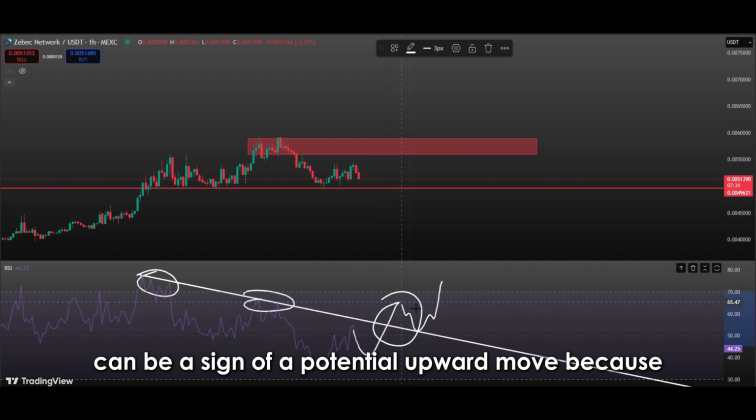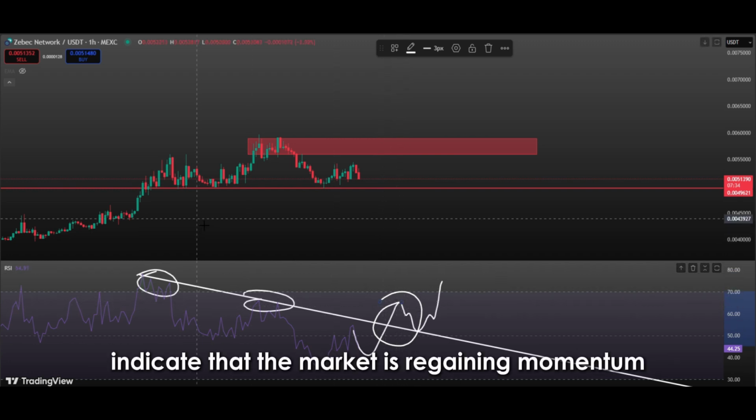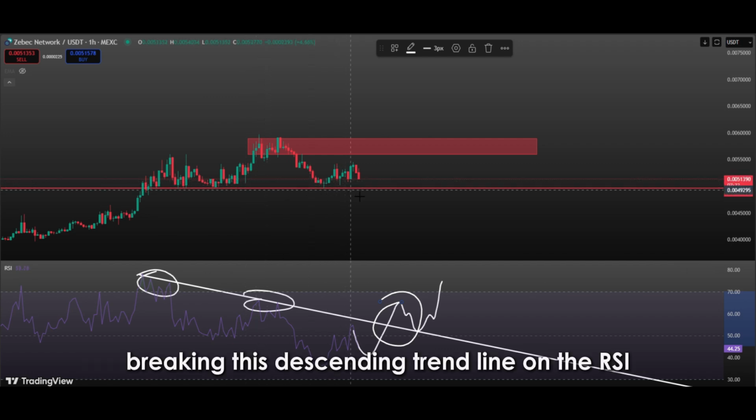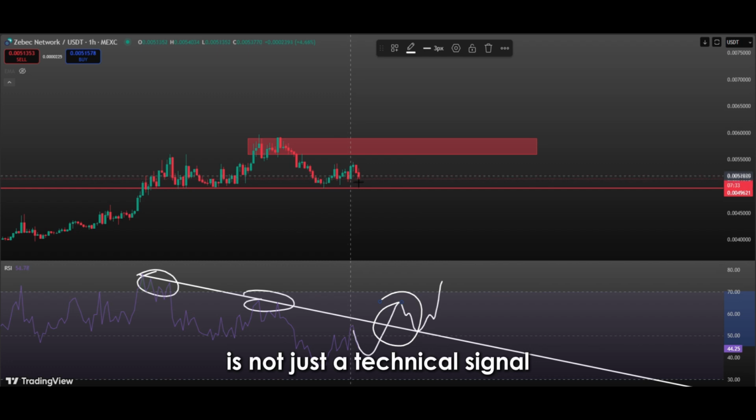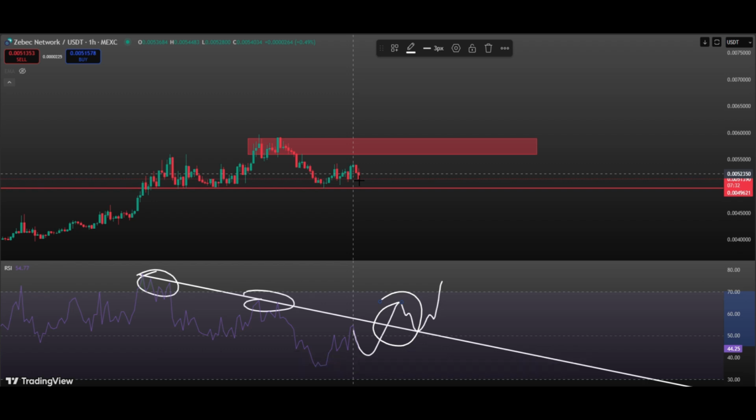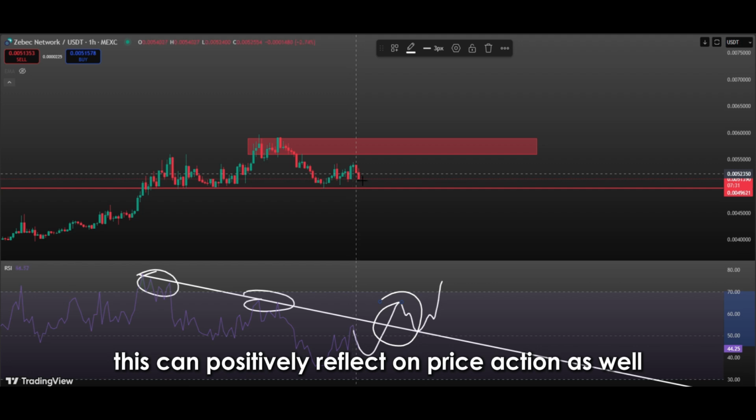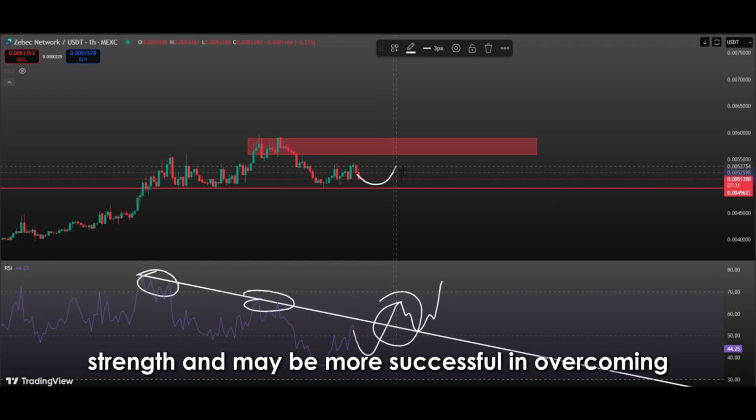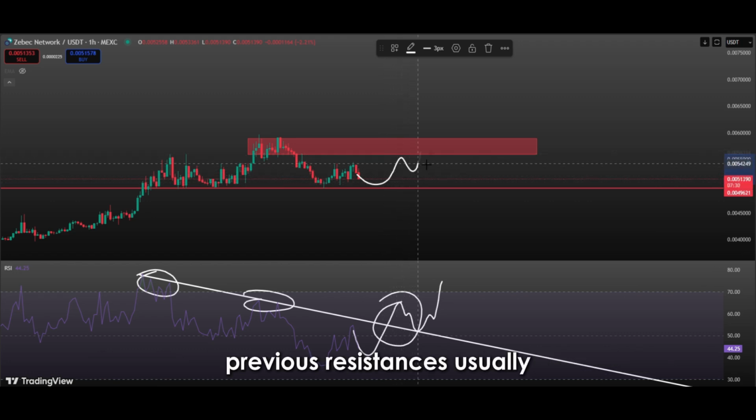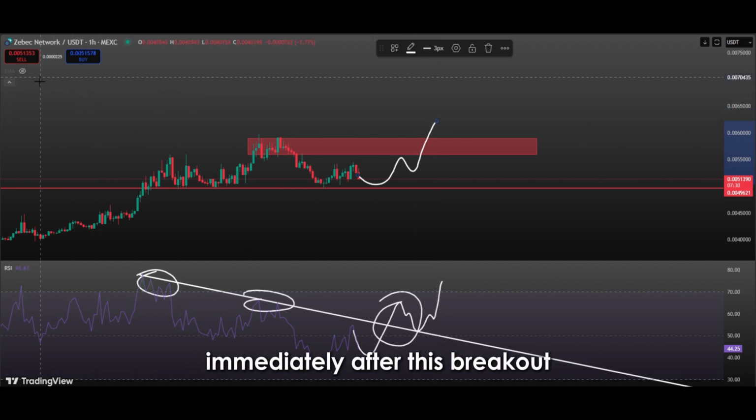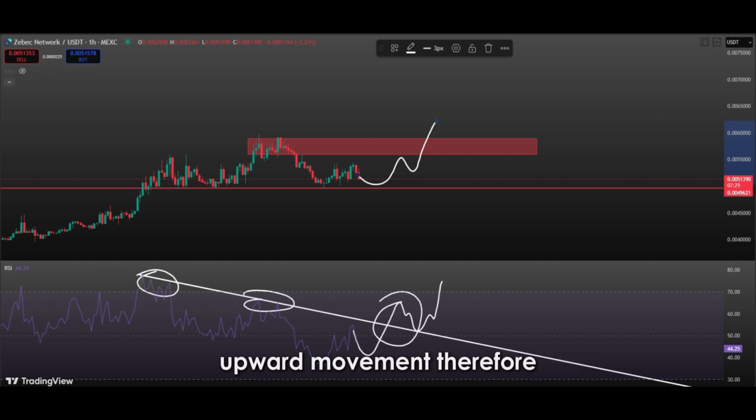potential upward move, because such breakouts generally indicate that the market is regaining momentum and investors are beginning to lean toward the bullish side. Breaking this descending trendline on the RSI is not just a technical signal, but it is also regarded as a strong indication that the market's direction may change. Especially if the RSI forms a new upward trend after breaking this line, this can positively reflect on price action as well. Because a breakout on the RSI shows that the price is gaining strength and may be more successful in overcoming previous resistances. Usually, an increase in volume can be observed immediately after this breakout, and this volume rise supports the price's upward movement.